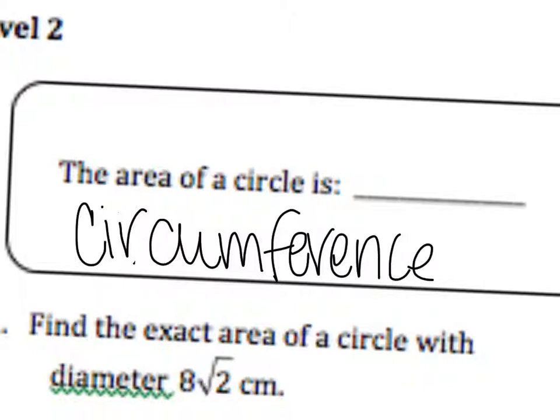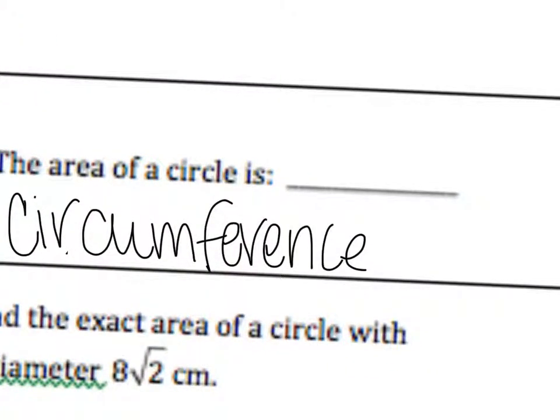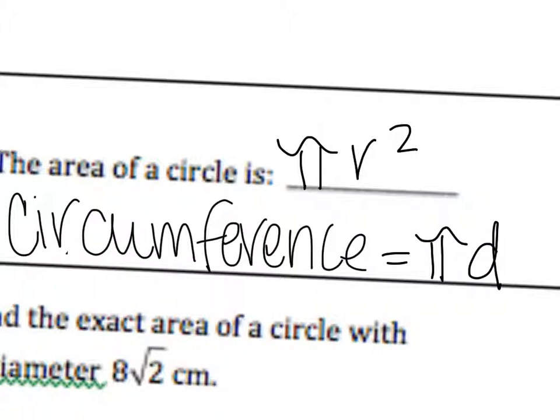Okay, so the area of a circle is pi r squared. Now, circumference you can find in a couple different ways. I'm going to write circumference in terms of diameter. So I'm going to take pi times diameter. Some of you have also heard about a 2 pi r.